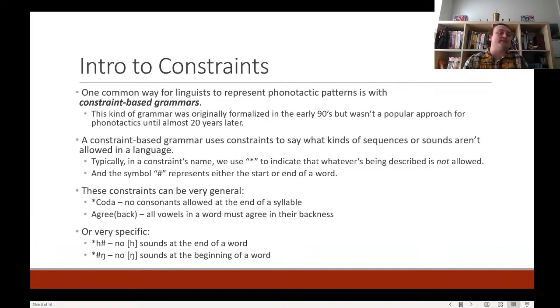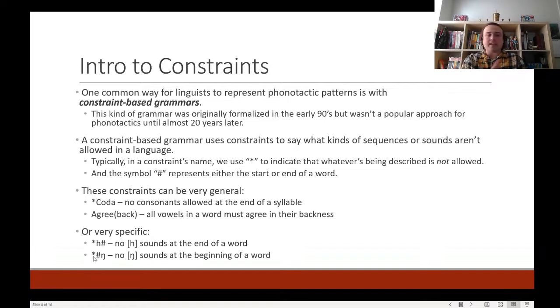You can also have really specific constraints though. So you could have a constraint like asterisk H hash symbol. And what that is saying is don't have H sounds at the end of a word, right? Remember, the hash symbol represents either the start or end of a word. Since it comes to the right of the H here, it's the end of the word. And so we're saying that we don't like it when a word ends in H. This constraint is violated by that kind of construction.